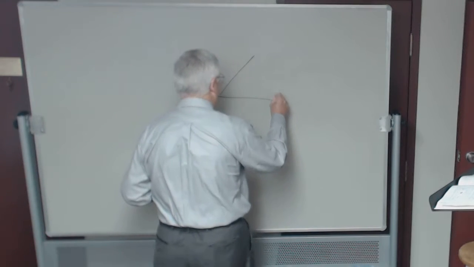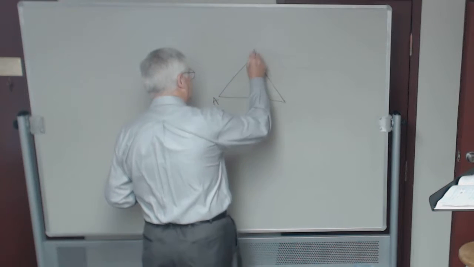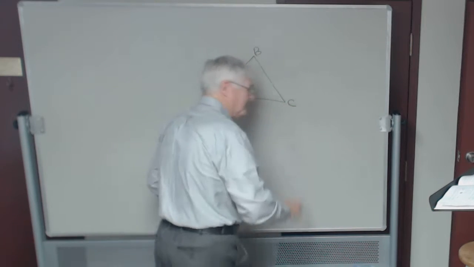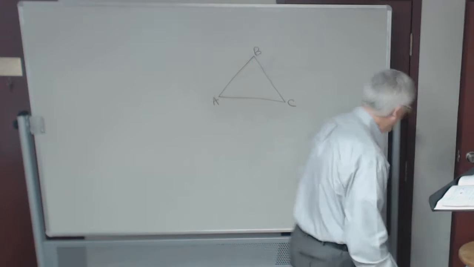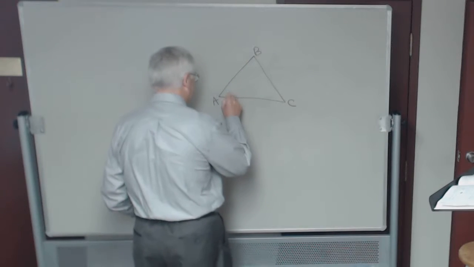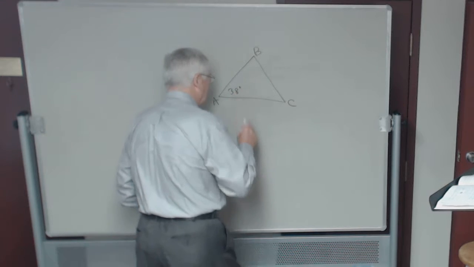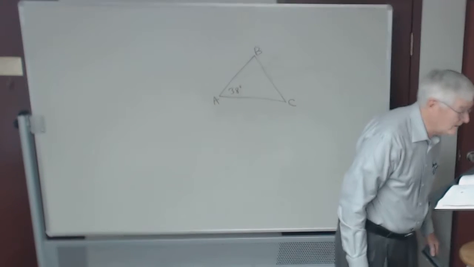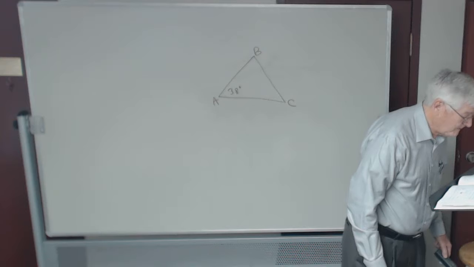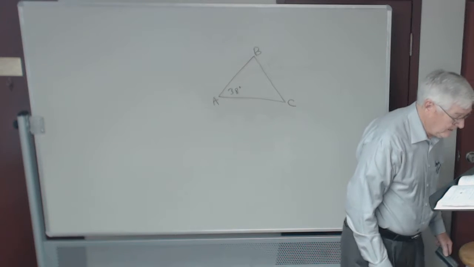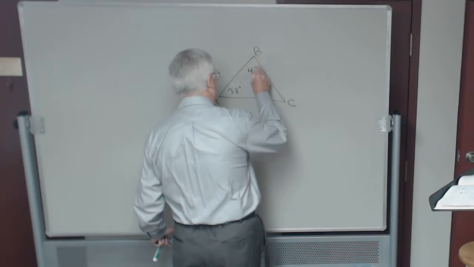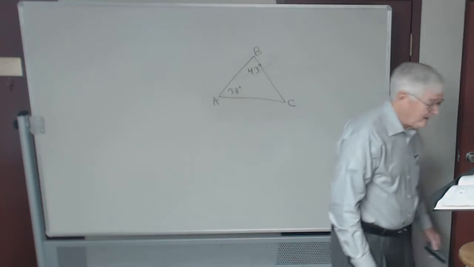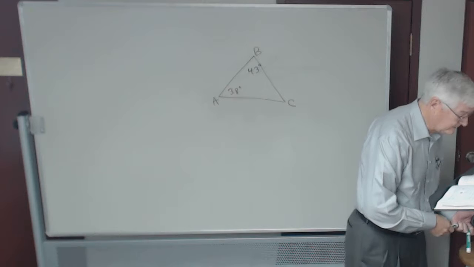It says in triangle ABC... A, B, C. What does it say? The measure of angle A is 38, so this is 38 degrees. And what else? And B is 43 degrees. And what's next?